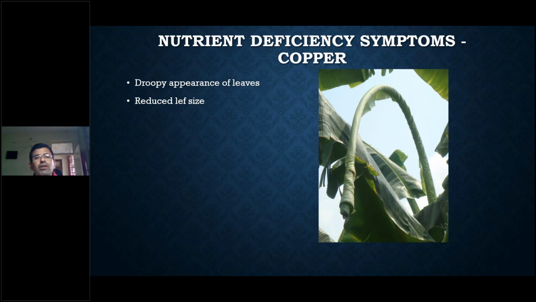In our company also we are giving a banana special. It contains all NPK and all micronutrients: calcium, boron, ferrous, manganese, magnesium, copper, everything is there.